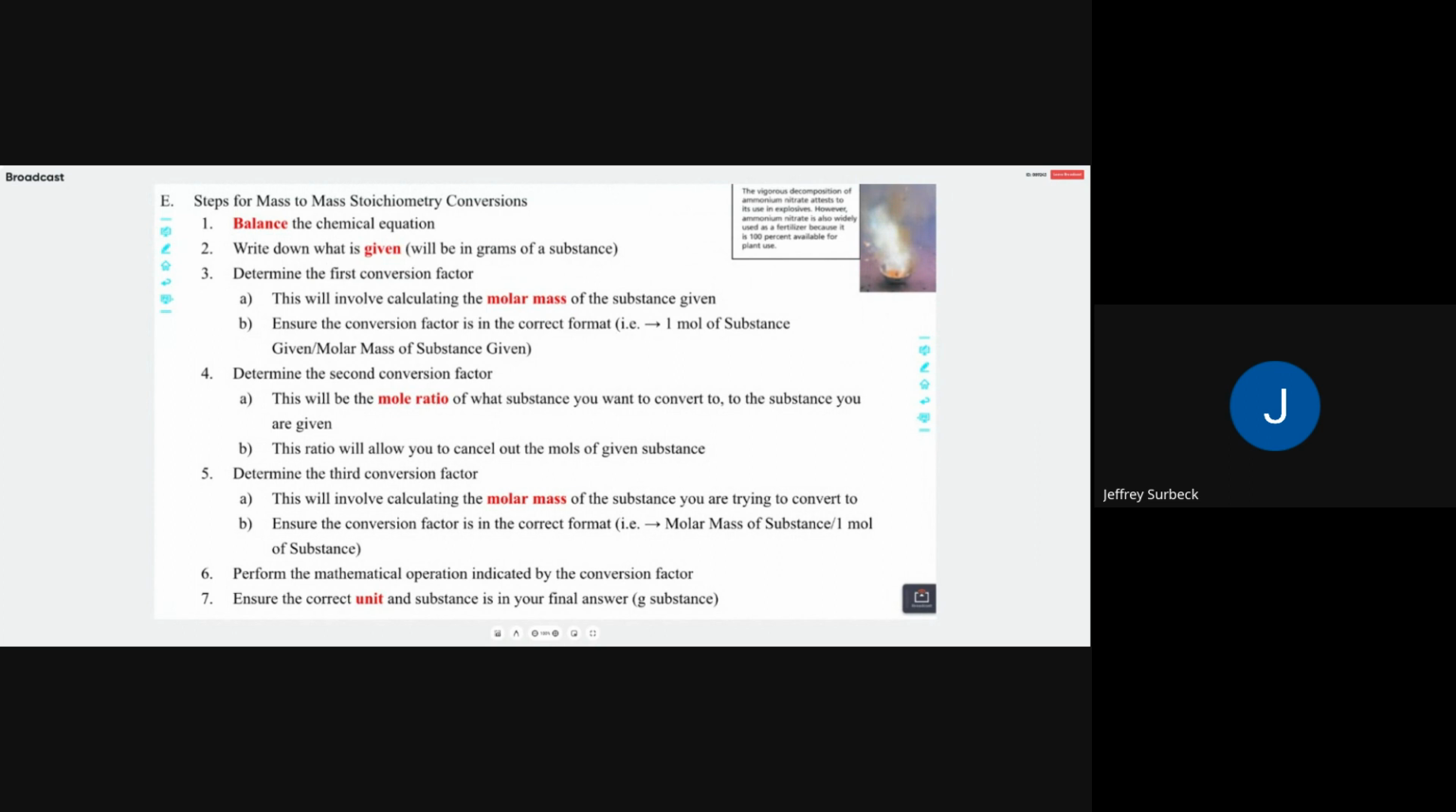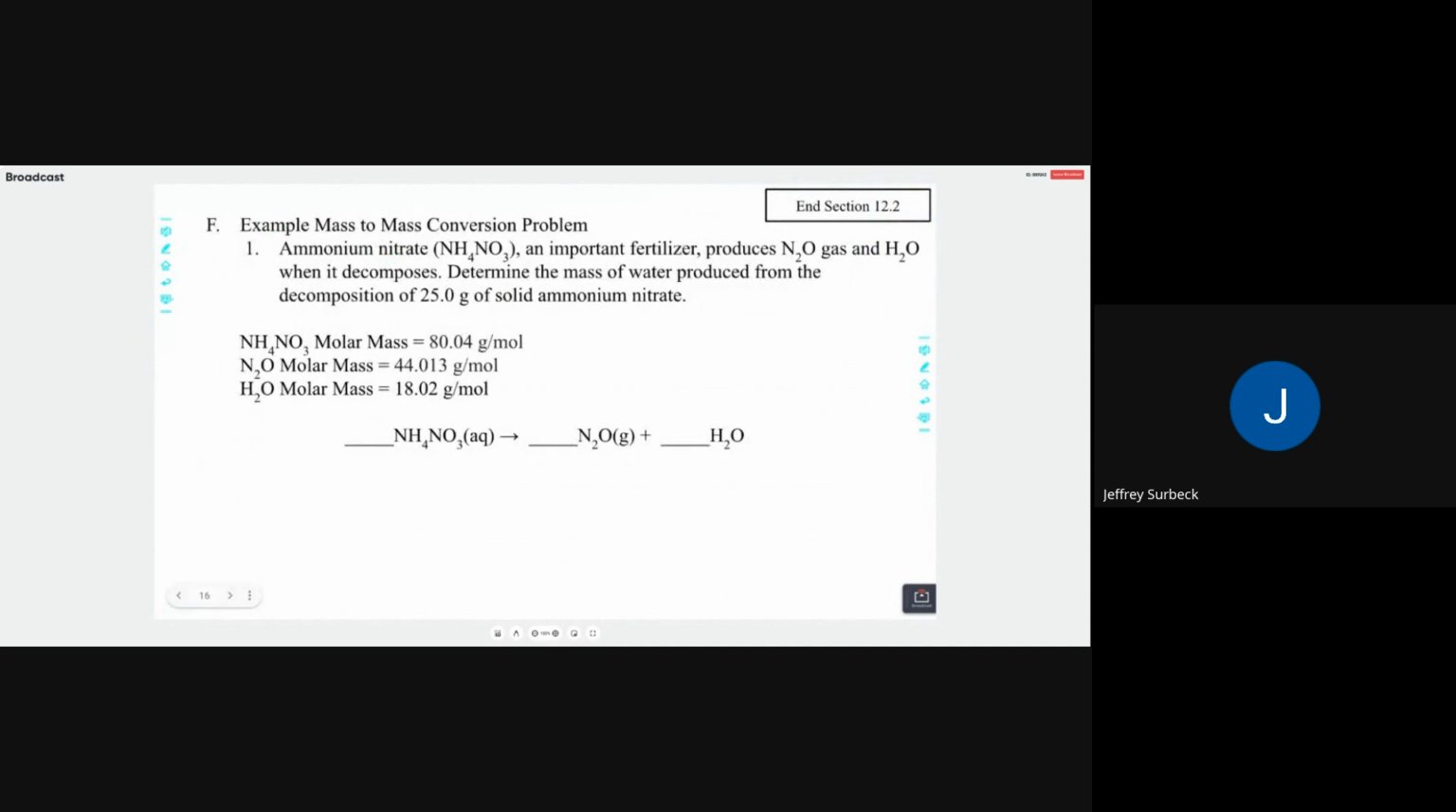Questions? Does anybody need this? Okay. All right. We got ammonium nitrate, NH4NO3. It's a fertilizer. We know how to determine the mass of water produced from the decomposition of 25 grams of ammonium nitrate. Turn to our equation. So we got to balance it.